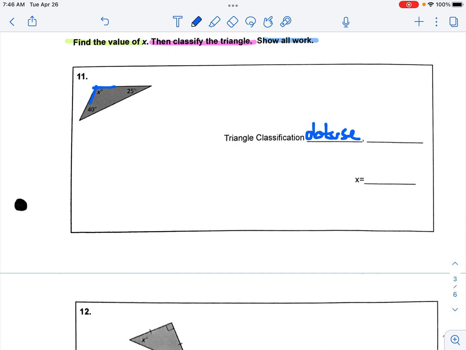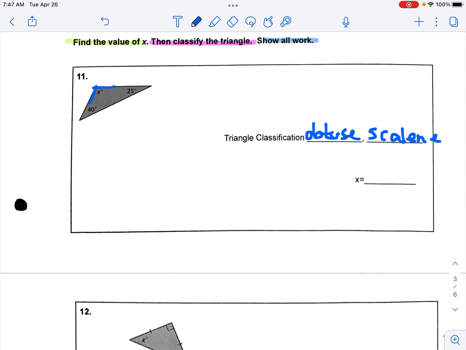I also see that all 3 sides are different measures. If I took my ruler and put it on my paper, I would determine that all 3 sides are different lengths. So when that happens, that's called scalene.